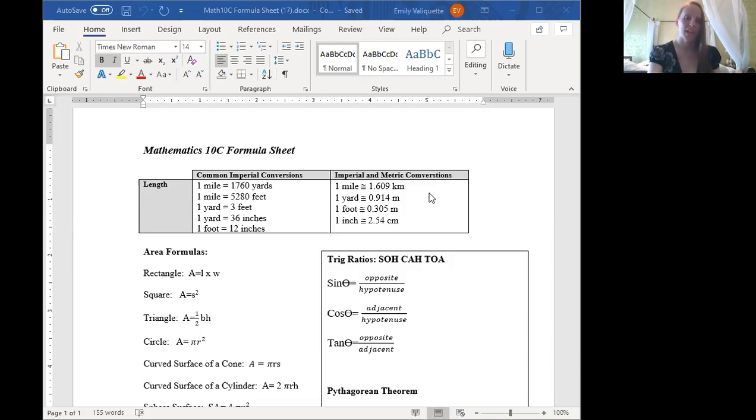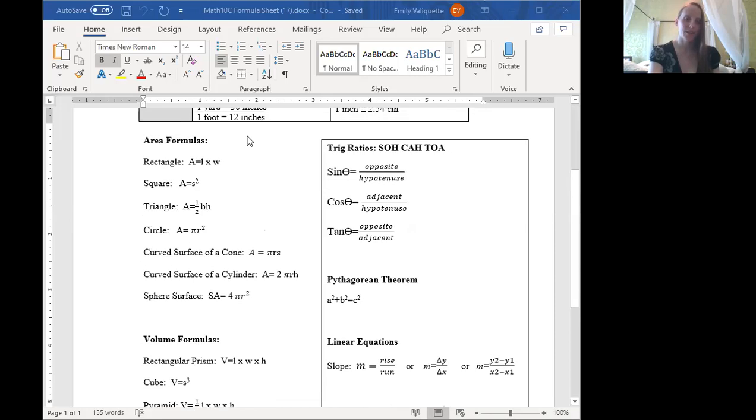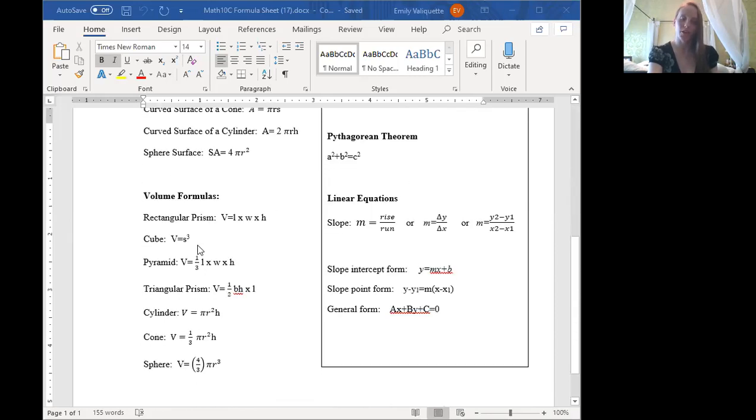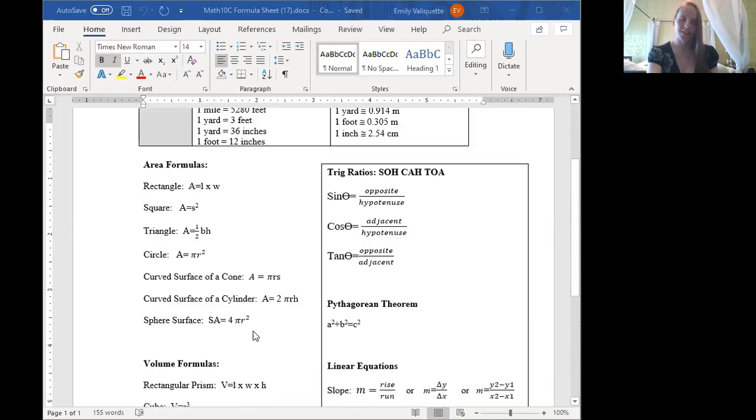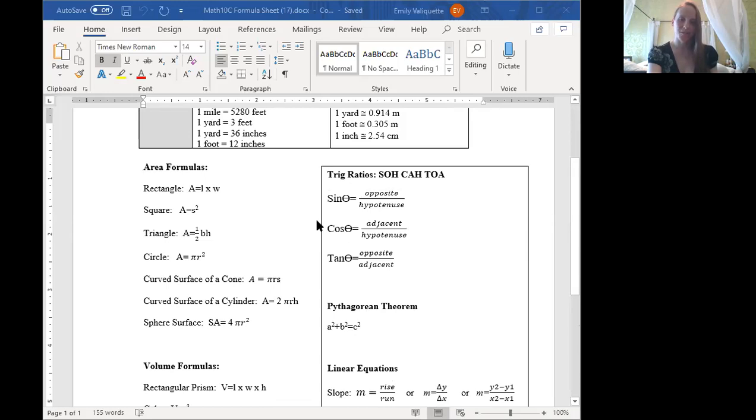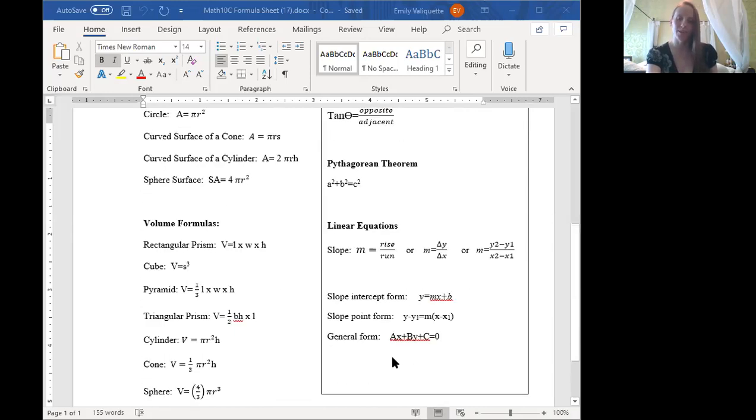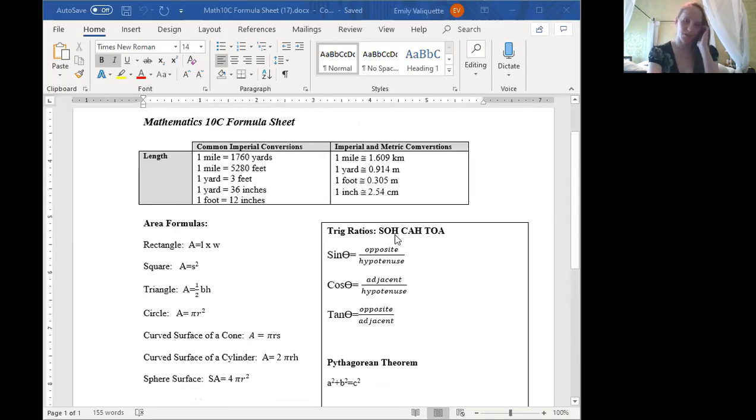and metric. Further down on the left-hand side here are some of the area and volume formulas that we'll be using in the second half of this unit. And then on the right-hand side here, we have some trig ratios and the Pythagorean theorem, which will come in handy in Unit 2, and then Unit 3 formulas are at the bottom here. So for the first half of this first unit, you'll just need these top 2 little boxes here.